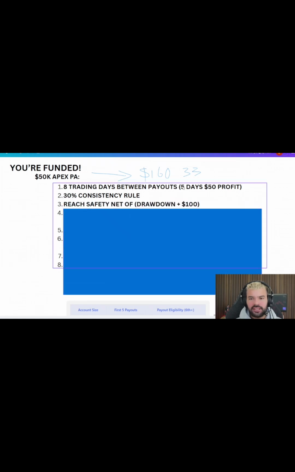The next one here is in order to get your payout, you must reach the safety net of whatever your drawdown amount is plus $100. So with the 50K account, remember your max drawdown is $2,500, correct? That's the drawdown you start with on a 50K account. So in order to qualify for a payout, two good things happen once you reach the safety net. Once you've made $2,500 plus $100, so in this case, once you've made $2,600, that is your safety net reached.